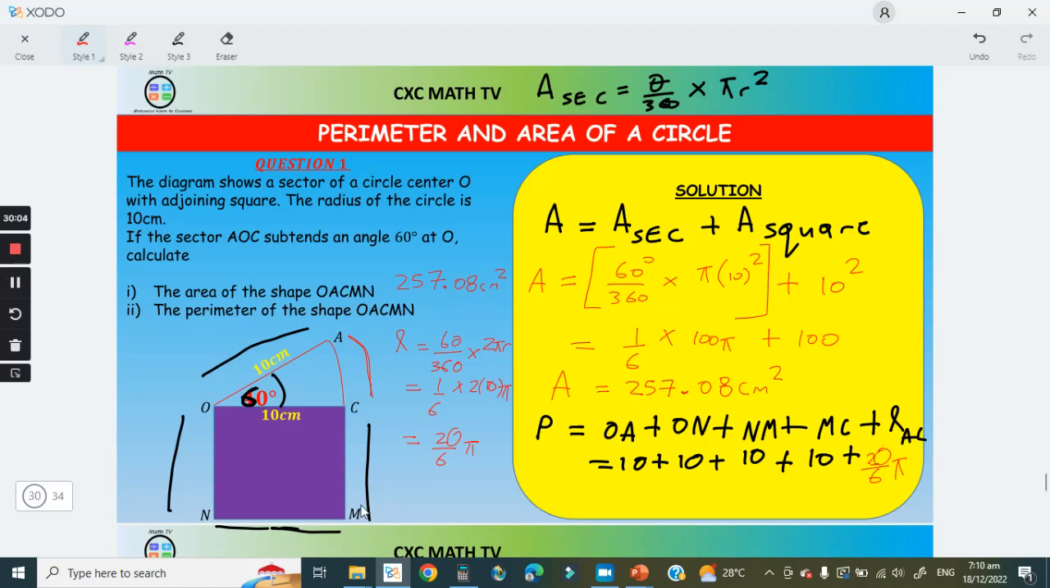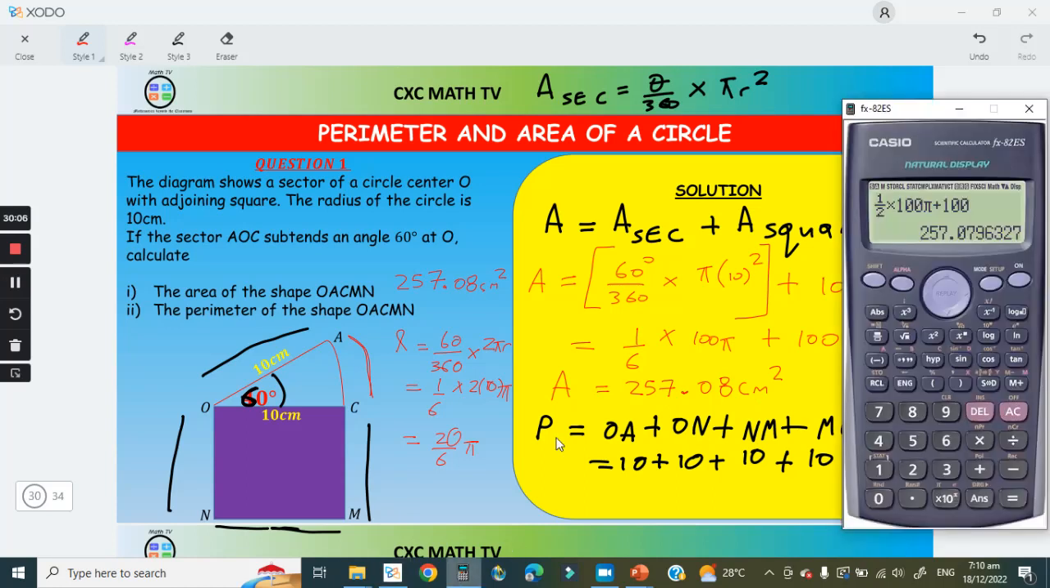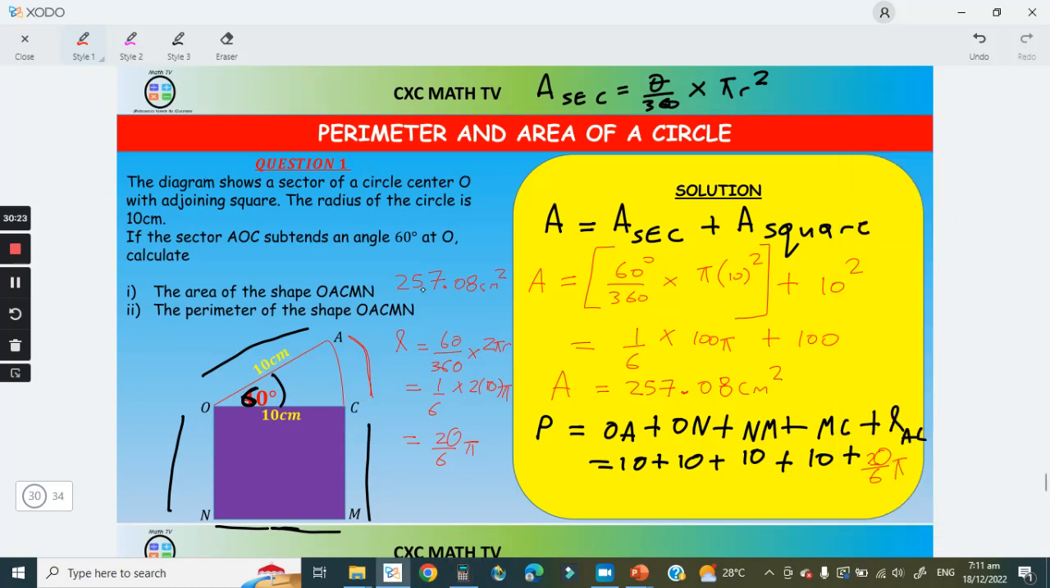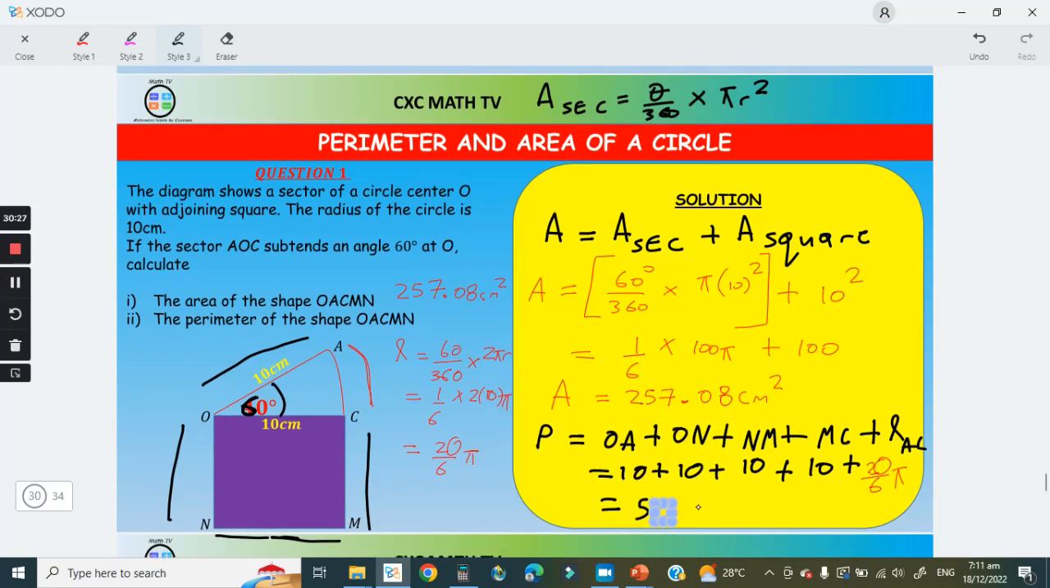Stop disappearing, zero. All of this in our calculator, 40, because 10 plus 10 plus 10 plus 10 is 40, plus 20 pi over 6. Put that in our calculator, we get 50.5. So all of this works out to be 50.5 centimeters. This is not bad.